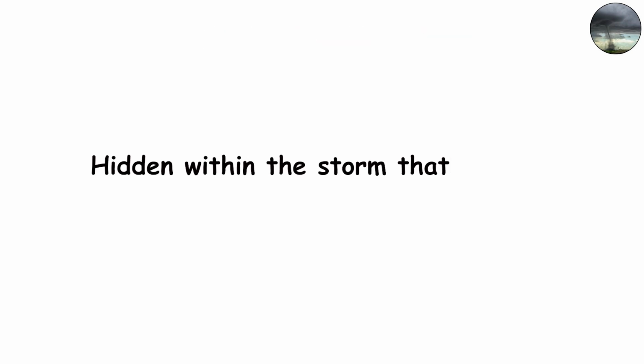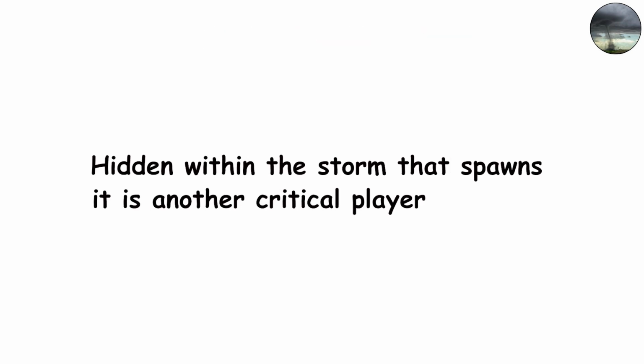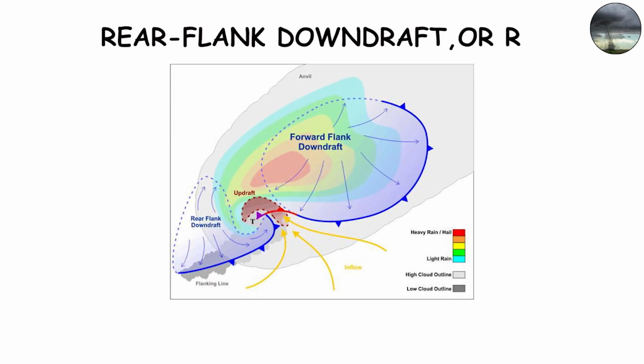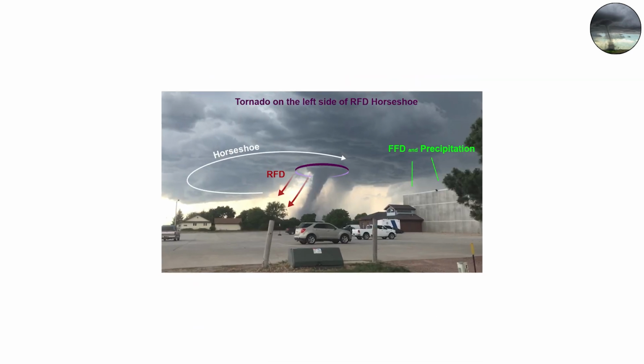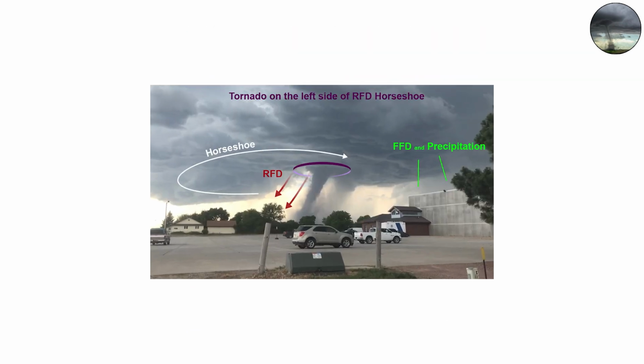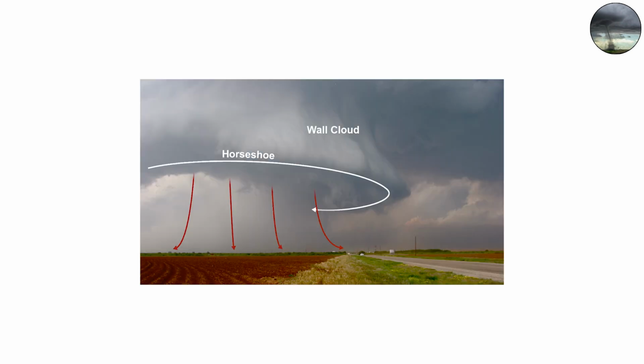Hidden within the storm that spawns it is another critical player, the rear flank downdraft, or RFD. The RFD is an invisible hand shaping whether a tornado will form, how powerful it becomes, and how long it survives. It's the storm's secret driver, the behind-the-scenes mechanism that can transform an ordinary thunderstorm into a catastrophe. Without the RFD, many of the world's most violent tornadoes would never have been born.